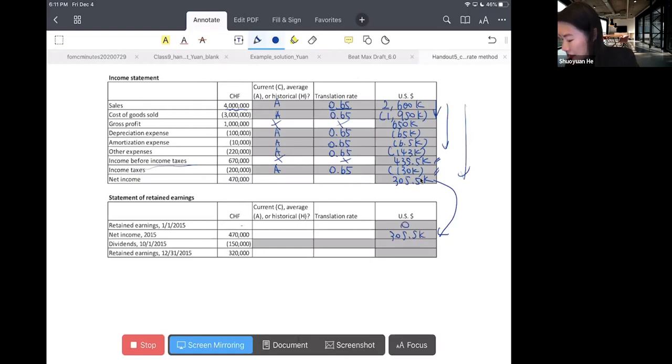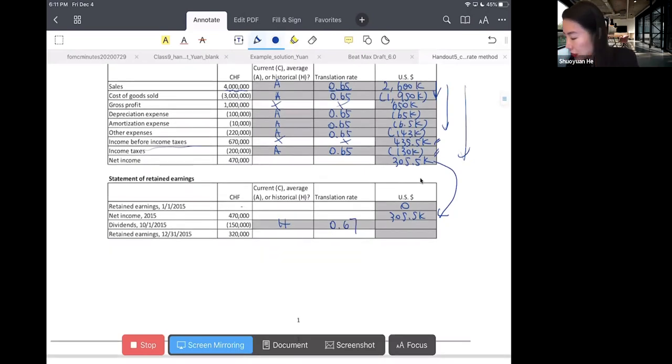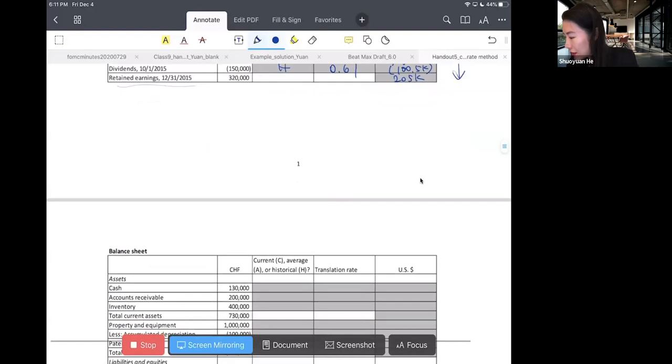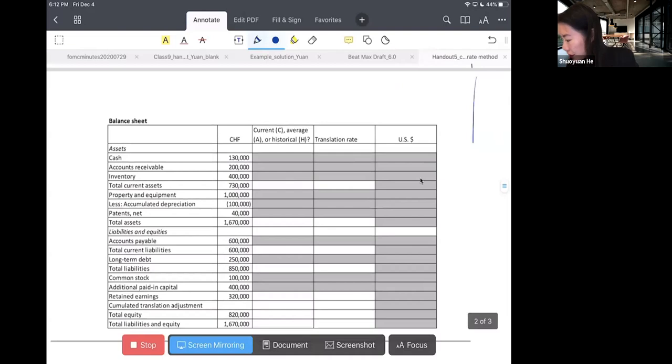Beginning retained earnings is 0, and dividend, because dividend is part of the shareholders' equity, we use the historic rate, which is 0.67. And then retained earnings, you just add up those numbers. This retained earnings is carried over to your balance sheet.